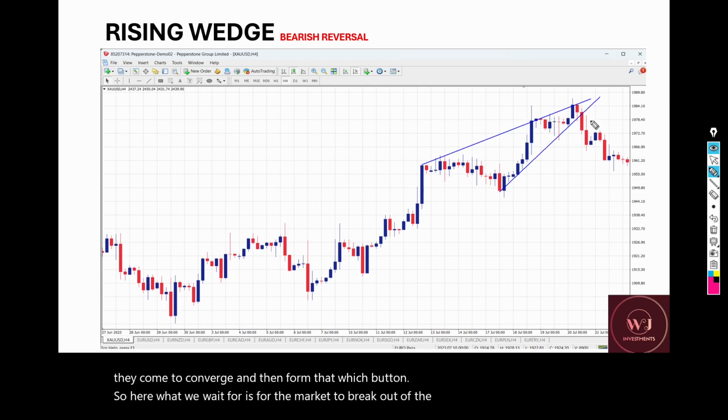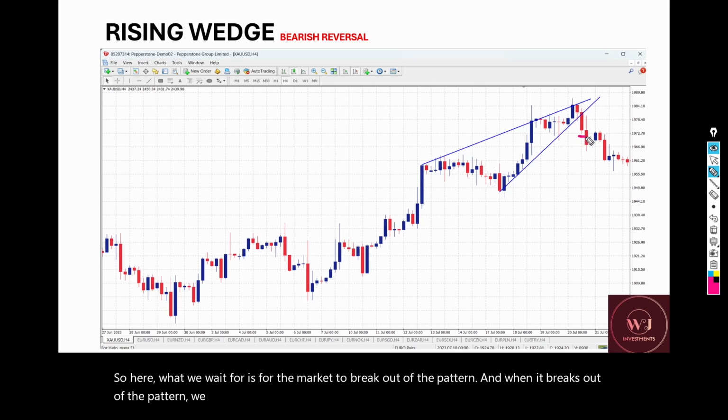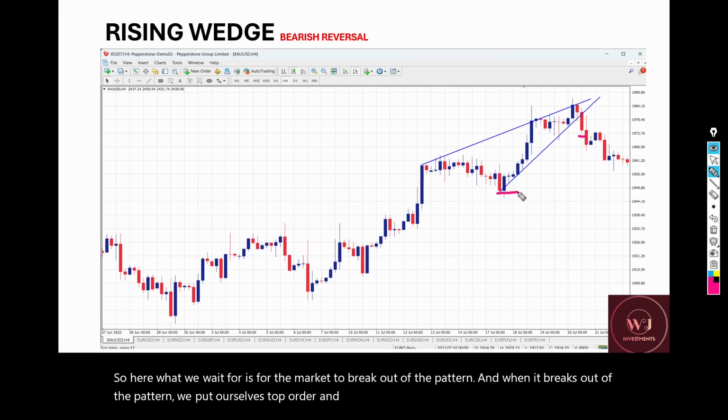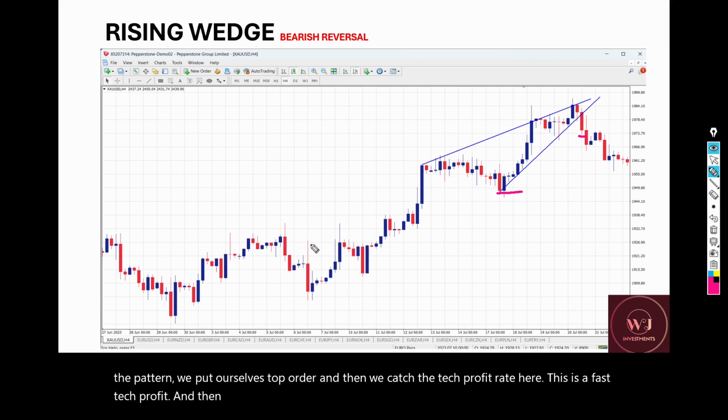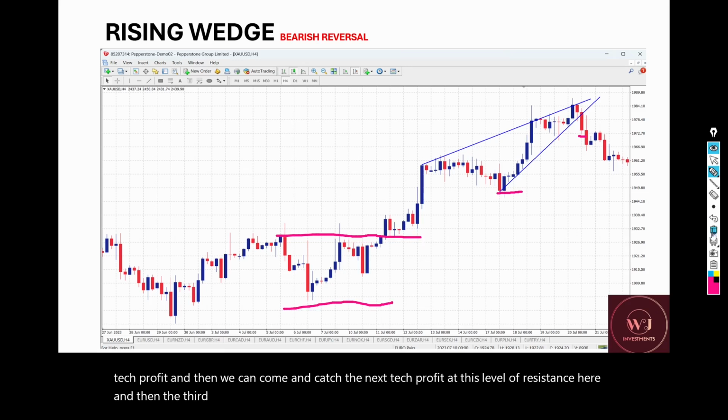And when it breaks out of the pattern, we put our sell stop order, and then we catch the take profit right here. This is the first take profit, and then we can catch the next take profit at this level of resistance here, and then the third one down here. So where is the entry point?